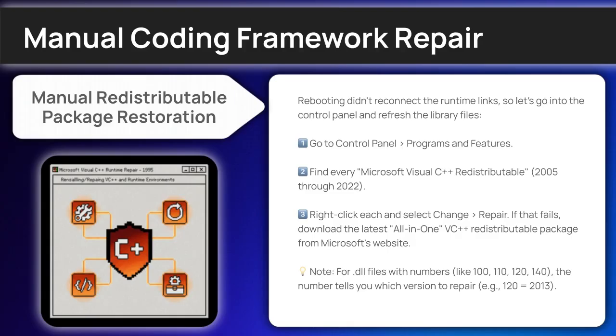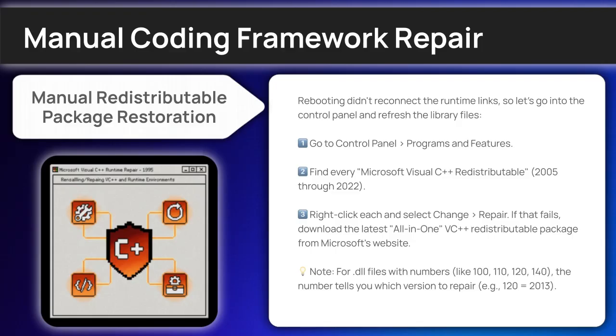Rebooting didn't reconnect the runtime links, so let's go into the control panel and refresh the library files. First, go to Control Panel, then select Programs and Features. Second, find every Microsoft Visual C++ redistributable, 2005 through 2022. Third, right-click each and select Change, then select Repair.